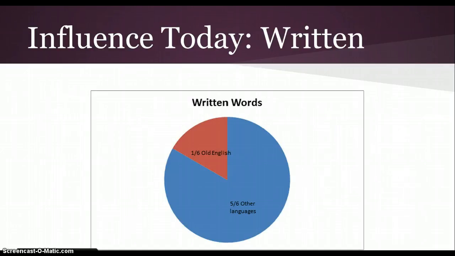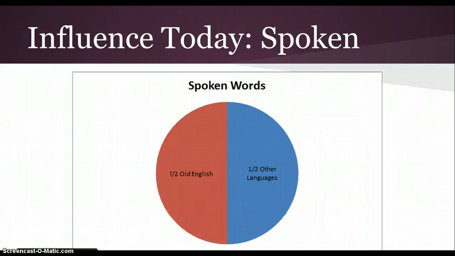Only about a sixth of the words we use to write are from Old English, while over half of our spoken words are descended from Old English. The other portions are words from other languages like French and Latin.